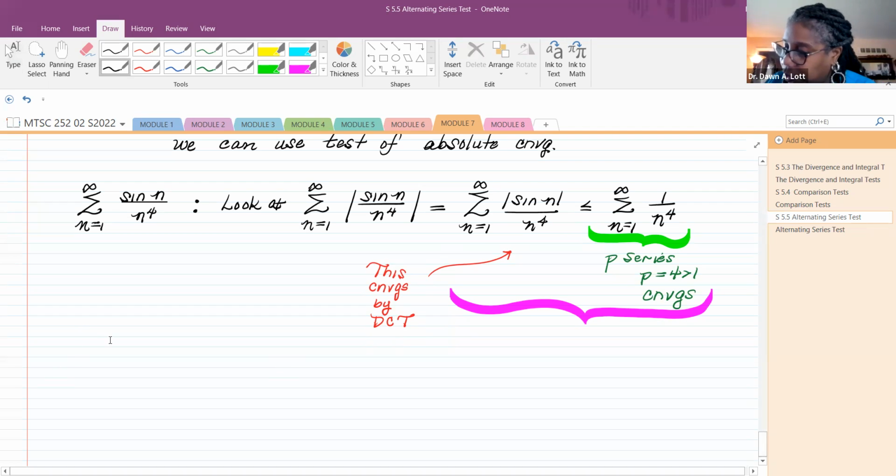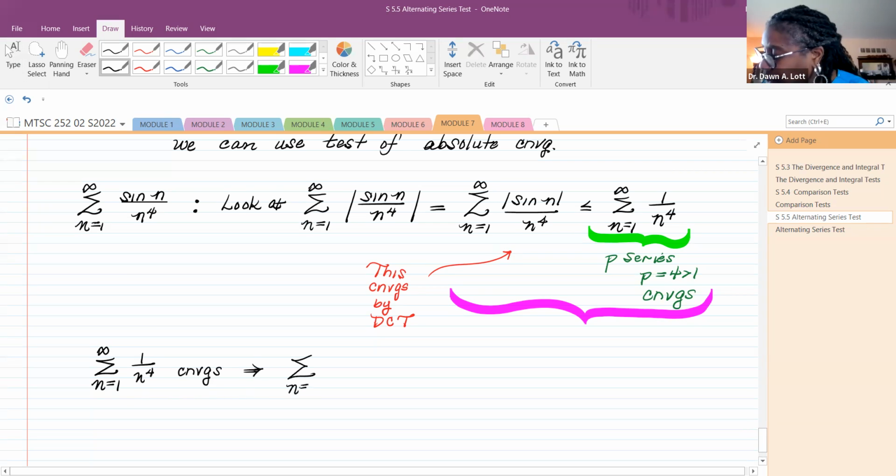so we have this. So we have the summation n equals 1 to infinity of 1 over n to the 4th converges, which implies the summation n equals 1 to infinity of the absolute value of the sine of n over n to the 4th converges by the direct comparison test.